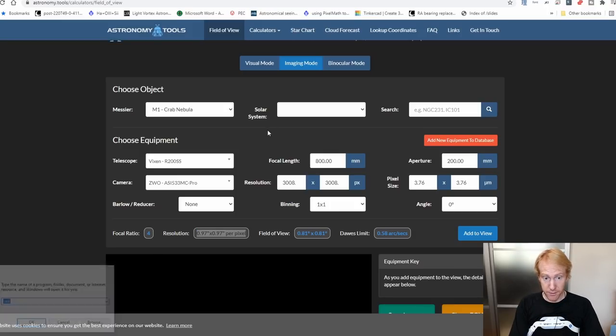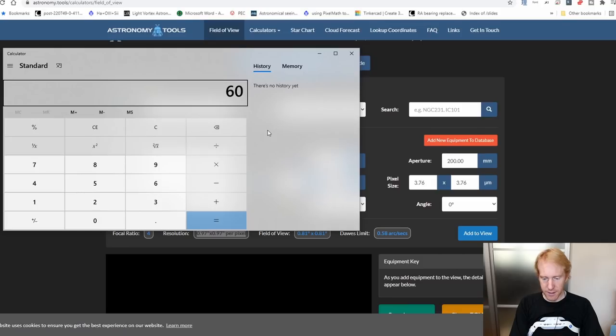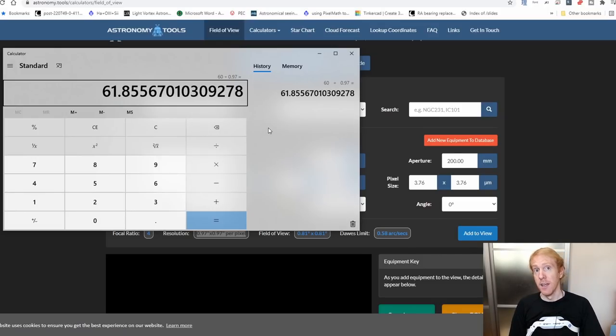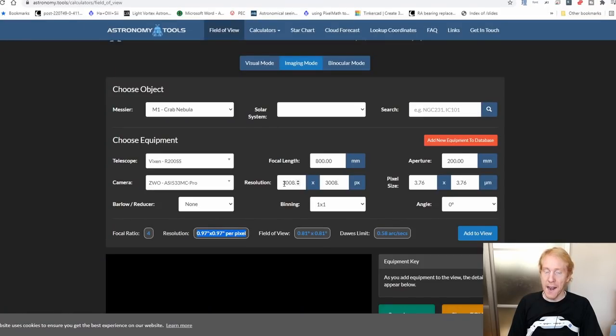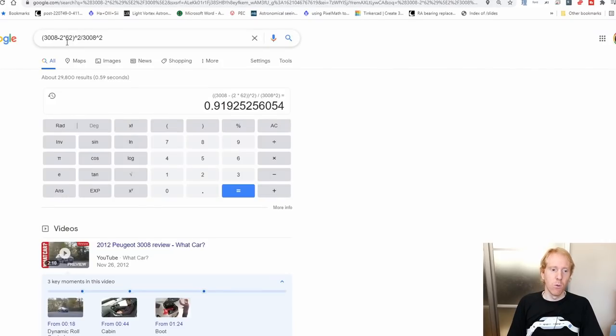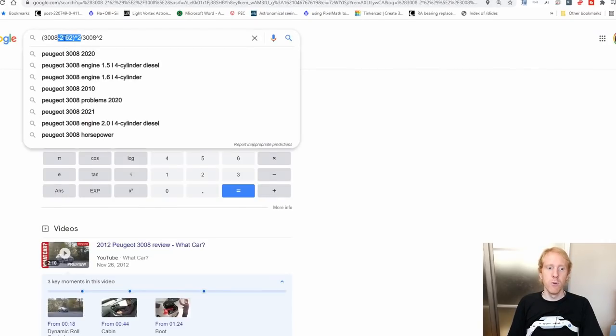So expressed in pixels, my tolerance is effectively 60 divided by 0.97, which is roughly 62 pixels. So that's my tolerance. This is the amount that I may have to crop on each side of the sensor. And really what that means is, if I do a calculation where I know that my sensor has 3008 pixels for both dimensions, I'm ending up with 3008 squared as the total number of pixels, but with the tolerance there, I need to remove 2 times 62.